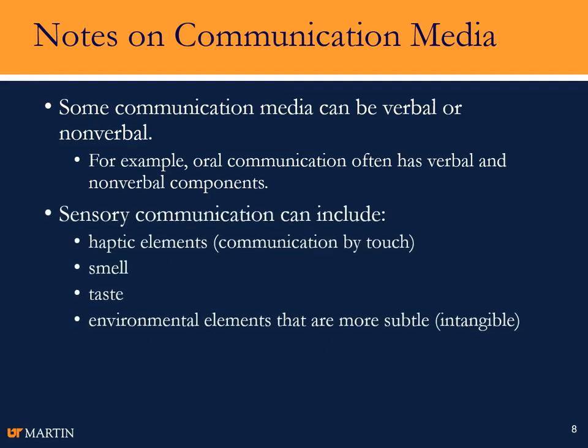Sensory communication can include several things. It can include haptic elements, things that have to be touched to be communicated. Smell we discussed before, taste, or environmental elements that are much more subtle and intangible. So things like ambiance. Very hard to put into a specific sense, but definitely conveys a message to the receiver.